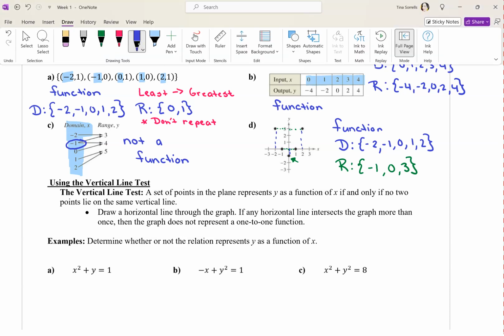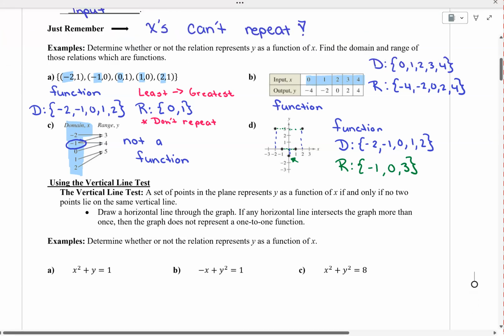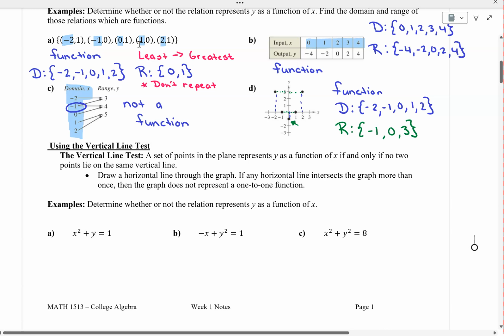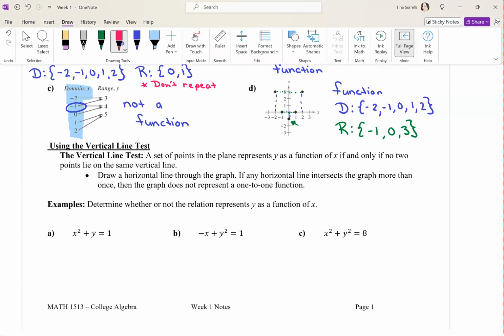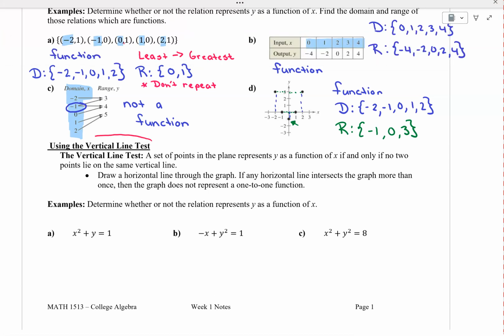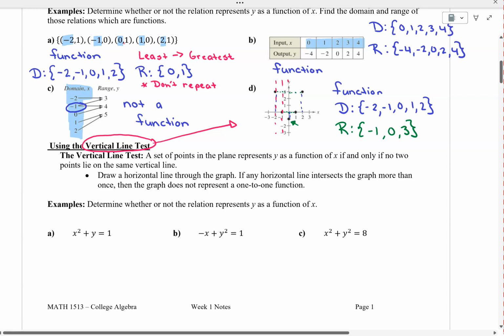Okay. The next thing is you could use a vertical line test. So the vertical line test is basically you draw a... Okay, so like for instance, if I go back to D, let me switch to a different color. So this vertical line test, what I could have done on D was I could have just drawn a vertical line. And if you notice, every single dot went through the line once. So that also means it's a function.